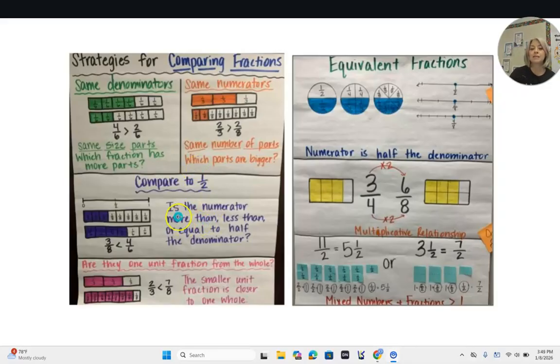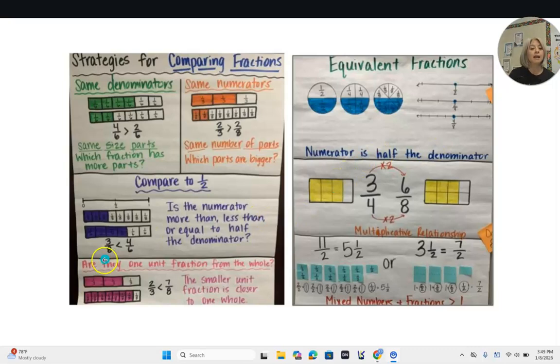Something that we ask ourselves is, is the numerator more than half of the denominator? If I know that 4/8, my 4 is half of the denominator, and I have 5/8, well, is my numerator more than half of the denominator? That would be yes, so I know I'm greater than 1/2. Is my numerator less than half of the denominator? Over here, 3/8, well, I know 4/8 is equivalent to 1/2, so 3/8 would make that less than 1/2.